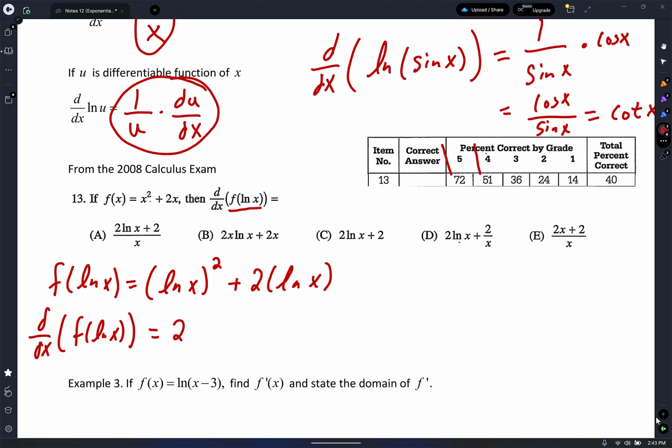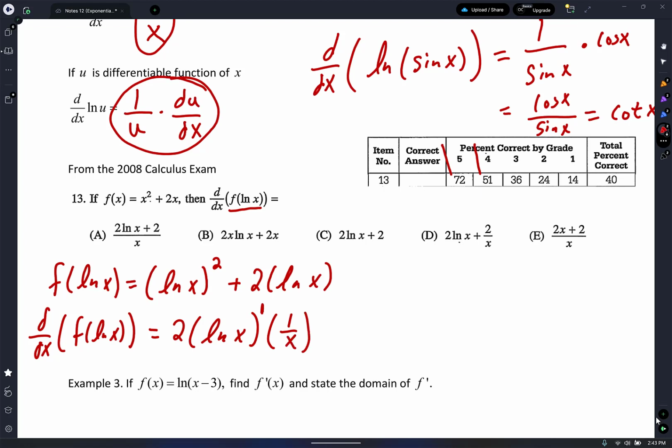2. Leave the inside alone. ln of x, close it, to the power 1. Am I done? Times the derivative of the inside. What's the derivative of ln of x? 1 over x. Am I done?